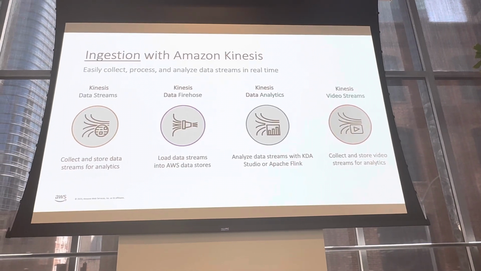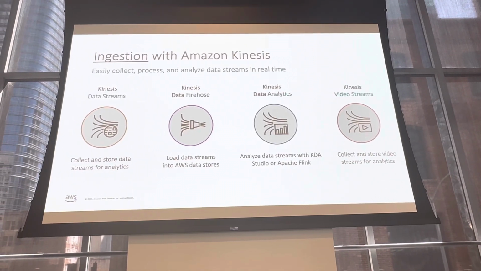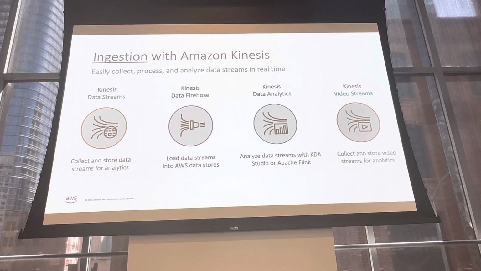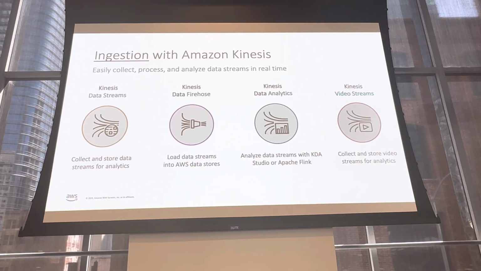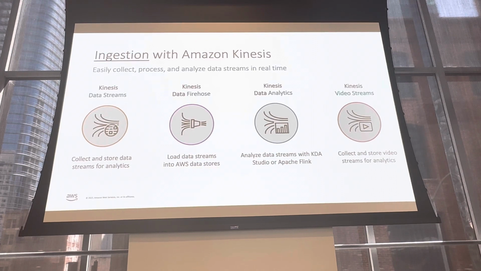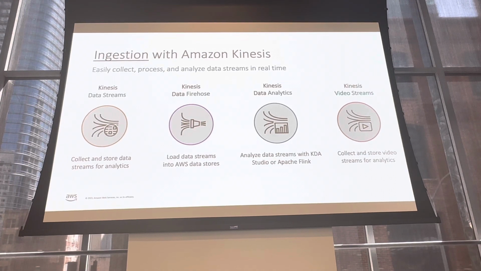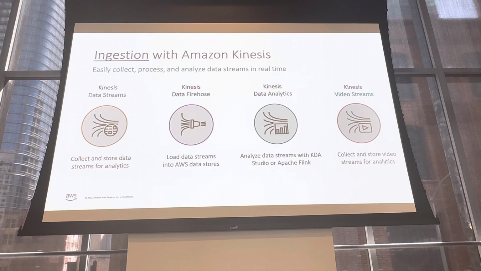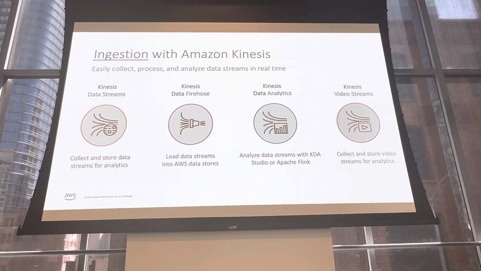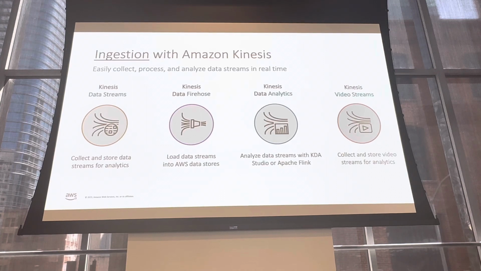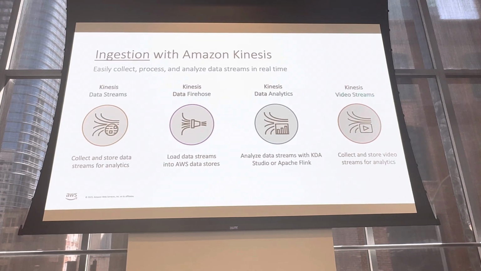Kinesis has four flavors. Of course the data stream, which is for data ingestion. We also have video streams, so you can have real-time cameras sending a real-time video feed into Kinesis, which we can store in AWS as well. And then we have Firehose and analytics. Firehose is something similar, where Firehose can take a Kinesis stream or any stream as an input, and it can batch that data set to store in S3.